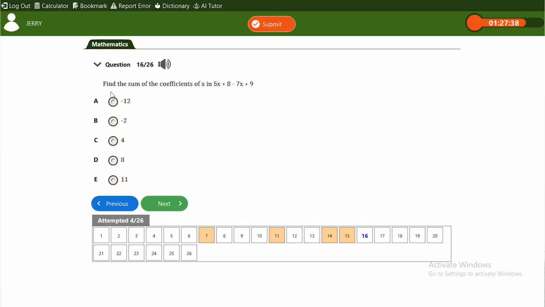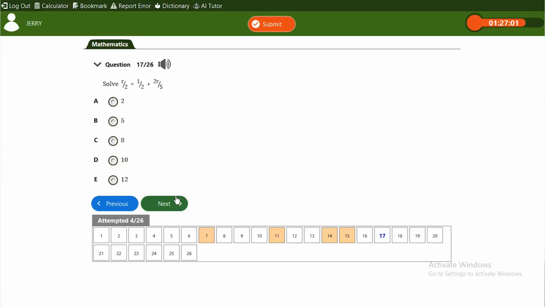Find the sum of the coefficient. We've done sum of coefficient before. So I want you to try this out. Find the sum of the coefficient of x in 5x plus 8 minus 7x plus 9. So you do it, okay, and put your answer in the comment section. I would like to see your answers, please. All right? Since we have done this before, if you are confused, you can just take the video back. You'll see how we explain this. All right. The next one, let's see.